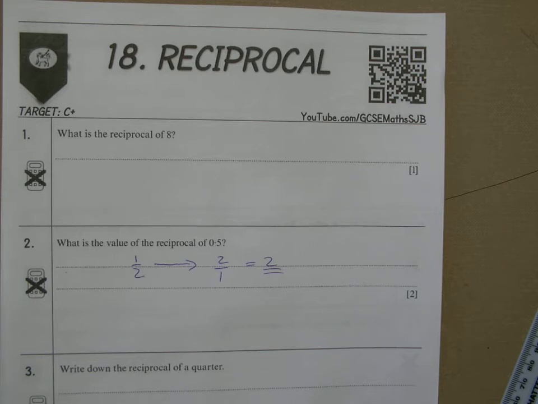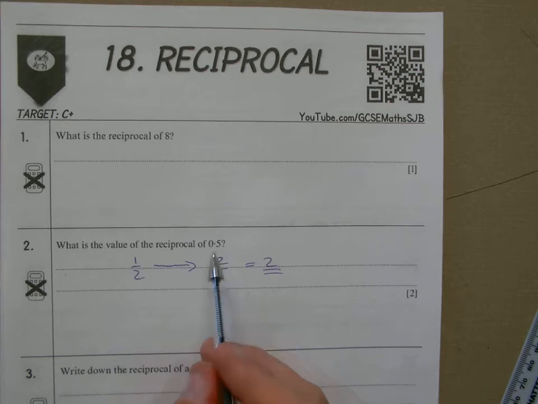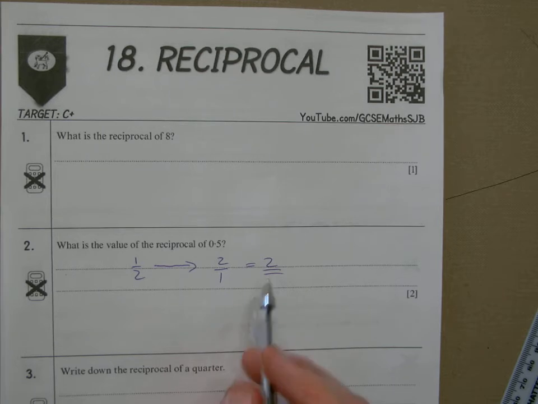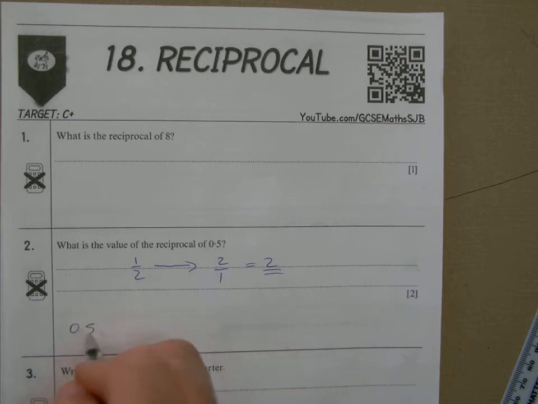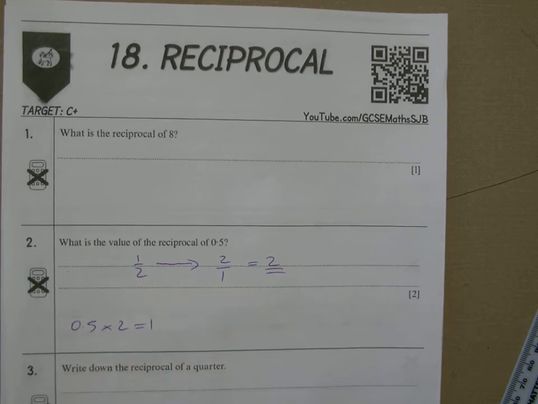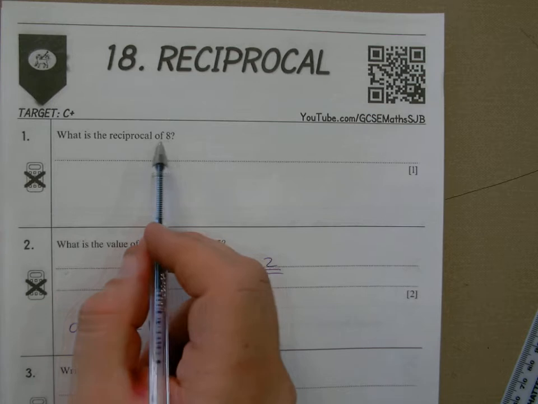And one way to check, if you wanted to see if you've done it right, is multiply the 0.5 and its reciprocal, and it should come out to be 1. So we've got 0.5. If I times it by its reciprocal, which is 2, of course it comes out to be 1. That will happen all the time. So we go back to number 1 here then.